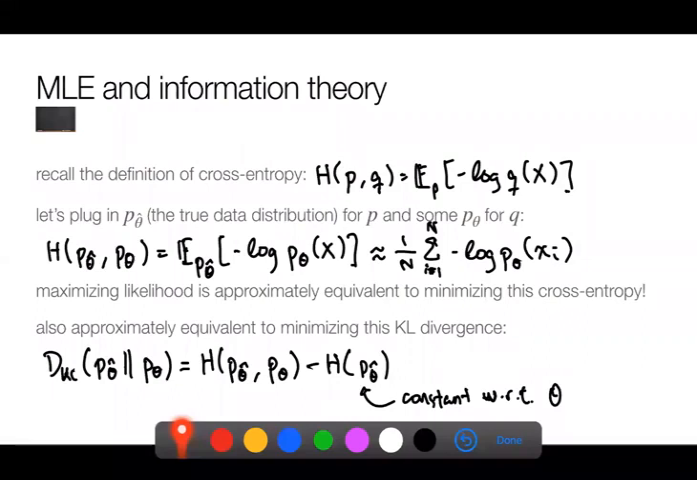P theta is the model, so it's my estimate of the mean and variance, and p theta hat is the true data distribution, the actual Gaussian that my data came from, assuming that it actually came from a Gaussian.